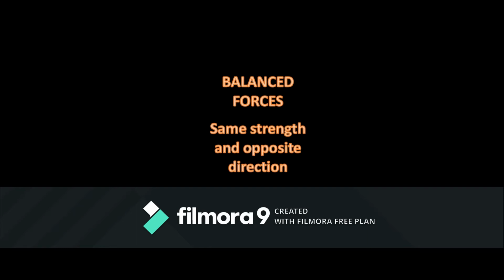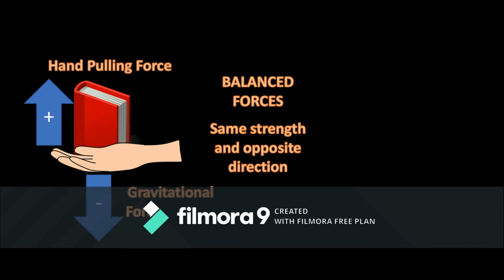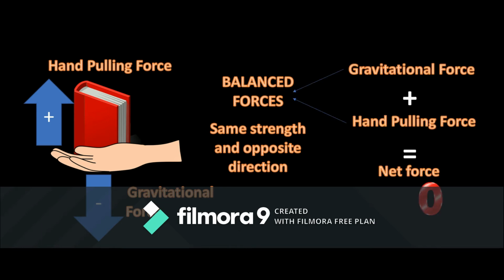Now, let's talk about balanced forces. Forces with the same strength and opposite direction combine and cancel each other, so there is no motion of the object. For example, a book pulled up by your hand. Two forces act on the book, gravitational and pulling force. So the total of all forces, also called net force, is zero.